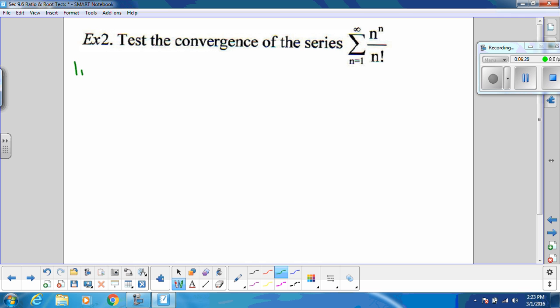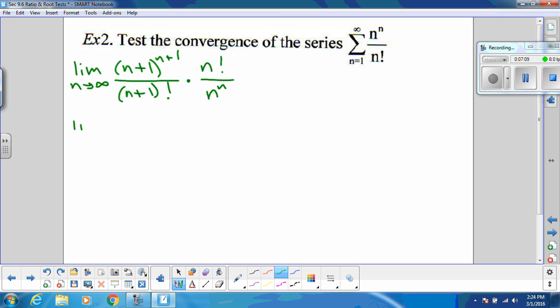So that would be the limit as n approaches infinity of, do your n plus 1 first. That would be n plus 1 raised to the n plus 1 power over n plus 1 factorial. And we're going to multiply that by the reciprocal, which would be n factorial over n to the nth power. All right, so again, we can simplify this a little bit.